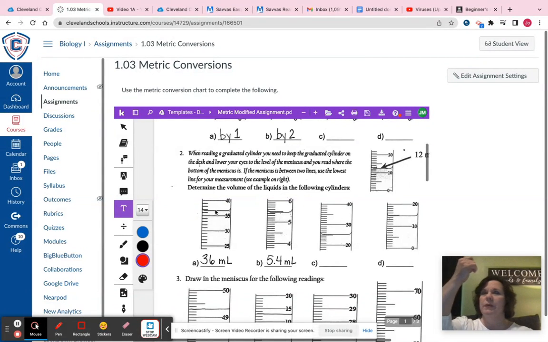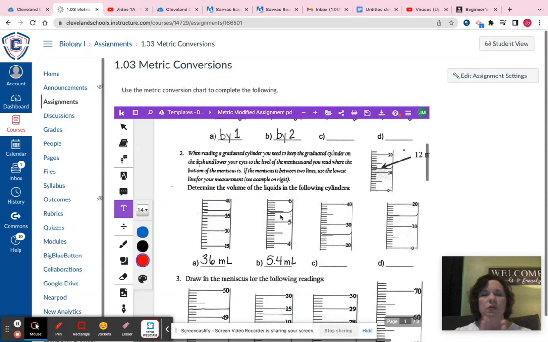You can't just hold it up in the air to look at it, but you'll look at that graduated cylinder. If you look at this mark right here on the graduated cylinder, it doesn't exactly make it up to the next level. So on these graduated cylinders, you have to read, remember, by the bottom of the meniscus. And it's talking about the meniscus right up here as well, in the top part of this assignment.